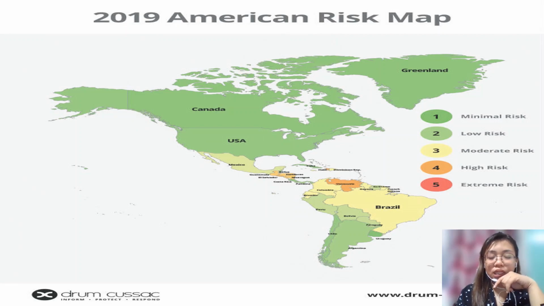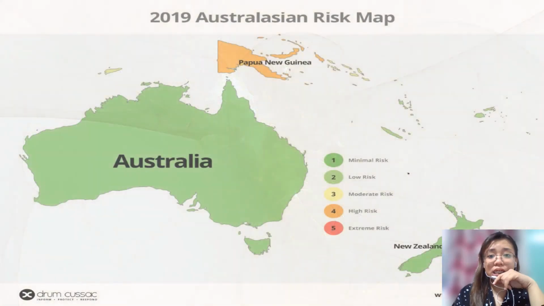As you can see here in the 2019 American risk map, the minimal risk countries are Canada, USA, and Greenland. For the low risk, it's small areas like Mexico, and for the moderate risk we have Brazil. Orange is the high risk, and we seldom have extreme risk here. For Australia, we have minimal risk, and we can't see low risk here. Then there is only Papua New Guinea that is under high risk.